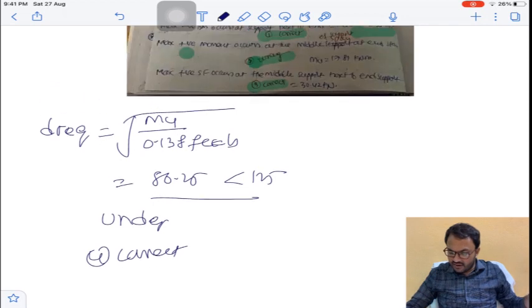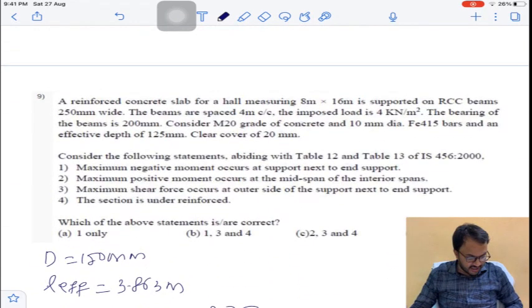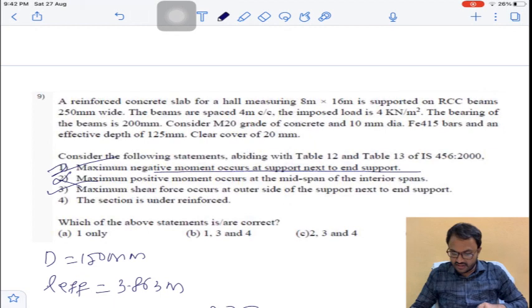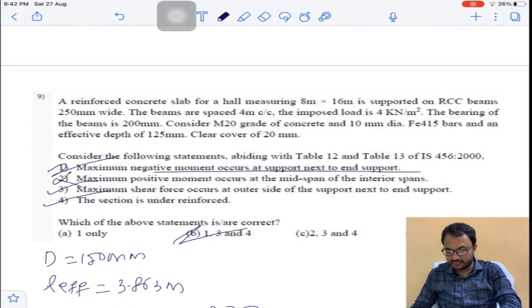So out of all the statements given, statement 1 is correct. So maximum negative bending moment occurs here only. Statement 2 is wrong. Statement 3 is correct. Statement 4 is also correct. So only 2 is wrong. 1, 3, 4 are correct. Option B for question number 9.